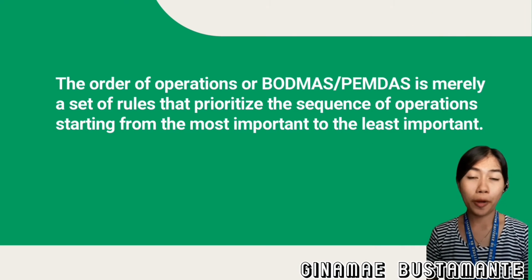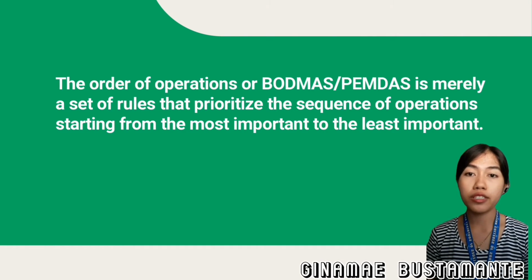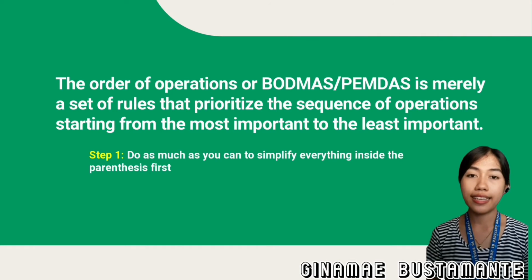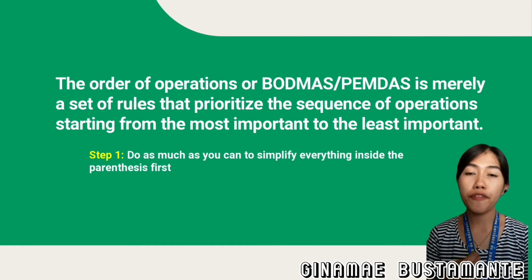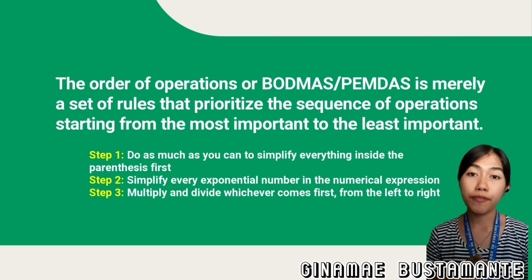The order of operations, or BODMAS, PEMDAS, is merely a set of rules that prioritize the sequence of operations starting from the most important to the less important. Step 1. Do as much as you can to simplify everything inside the parentheses first. Step 2. Simplify every exponential number in the numerical expression.